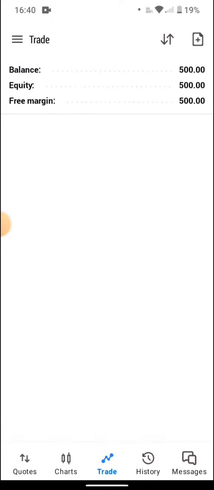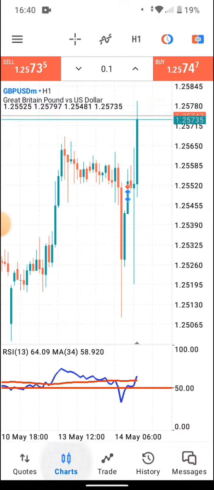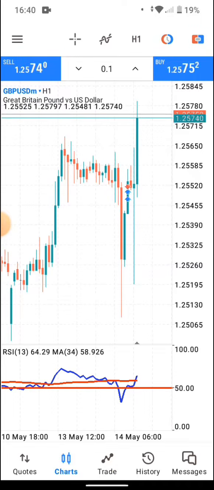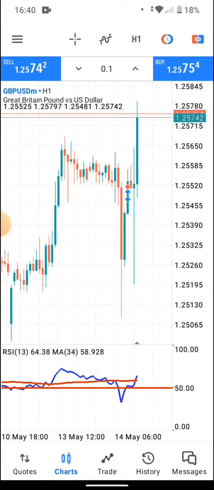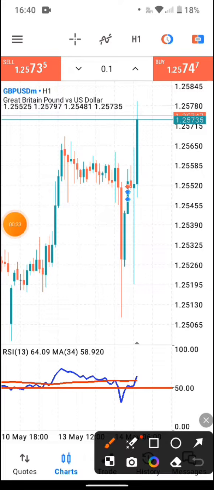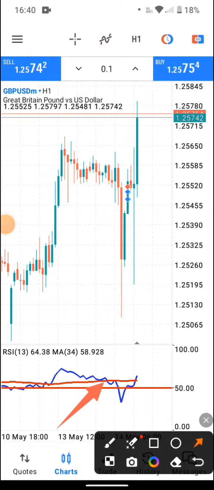So I just deposited this 500 USD in my account and I'm going to try to flip this account into something huge. Okay, so let's see how this is going to play out. We are just going to go step by step. The strategy we are going to use to flip this account is the RSI and our moving average. Okay, so this is basically it.